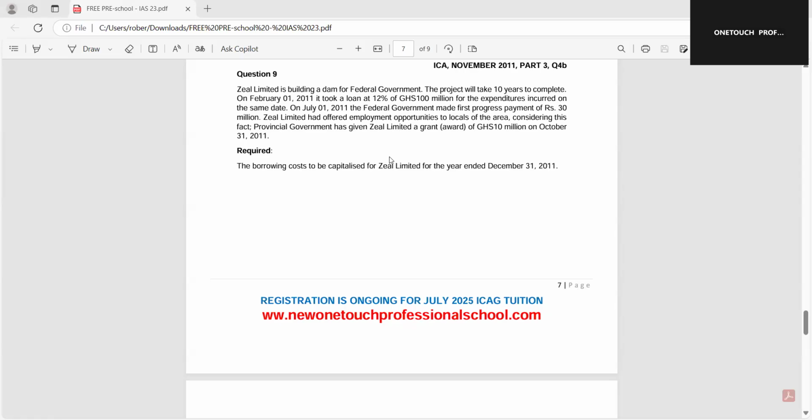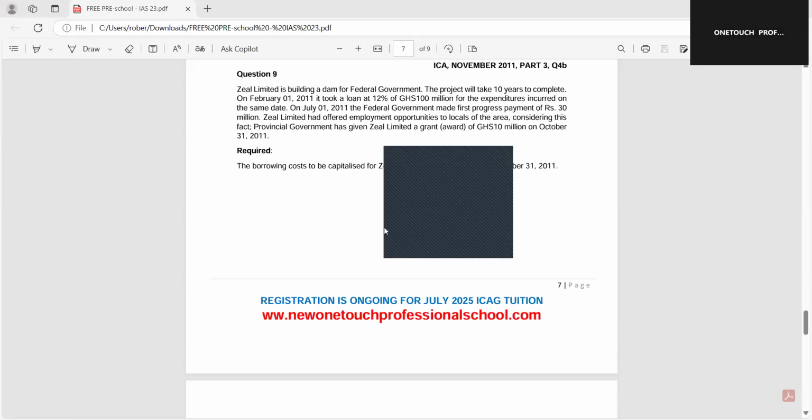Yes, sir. So if there is no suspension, then the loan was taken on when? 1st February. Is that not it? And they said they started incurring the expenditure on the same date, which means that work commenced on the same date. Is that not it? Yes, sir. So which means we'll be looking at an 11-month period, if I'm correct. Yes.